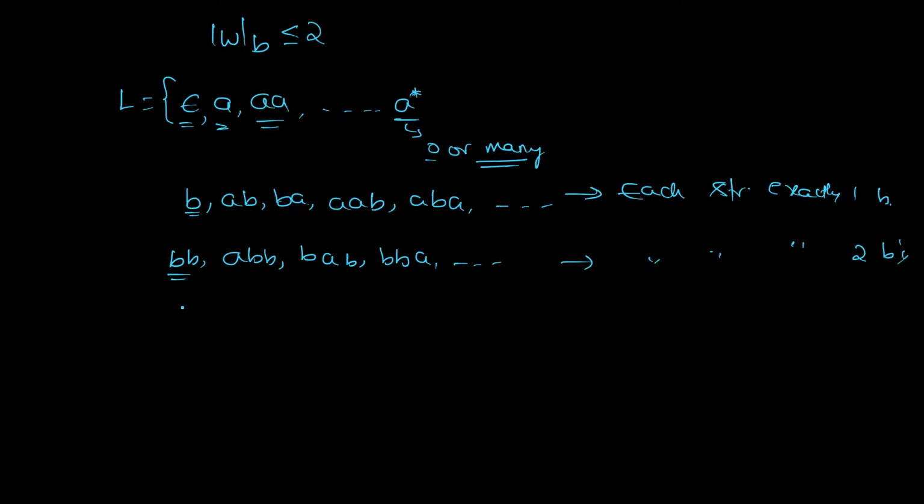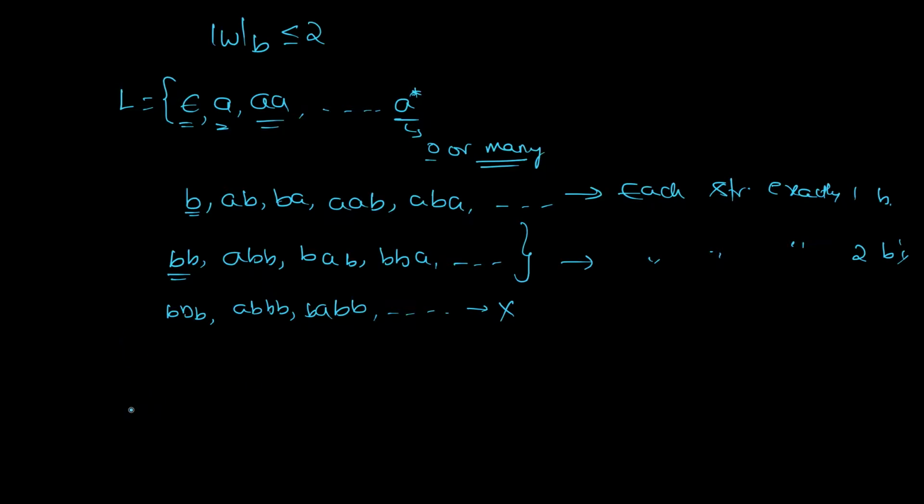If we have 3 B's, we need to reject all those strings like BBB, ABBB, BAAB, and so on. These are all the set of strings in this language, and these are the strings which are to be rejected from the language.